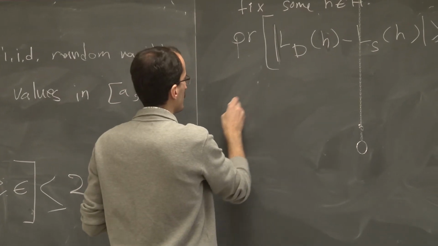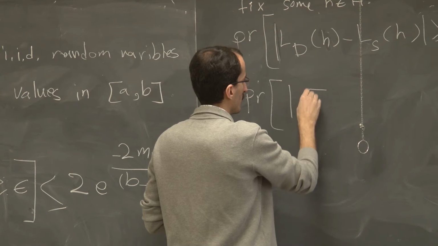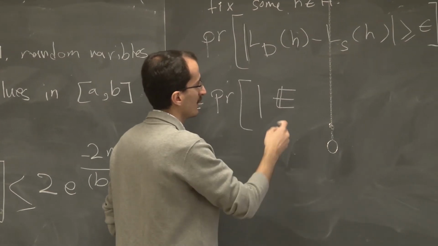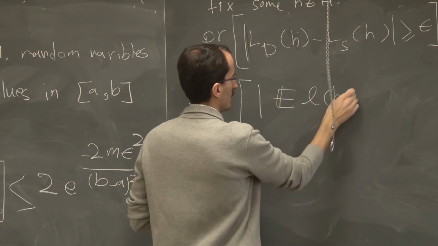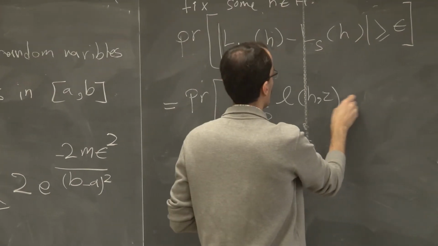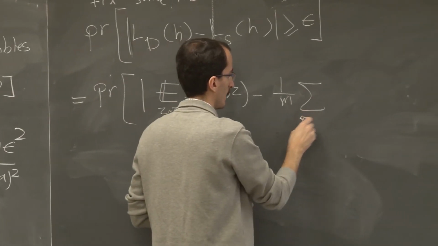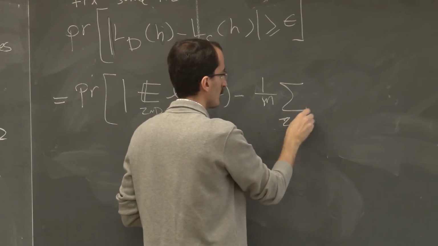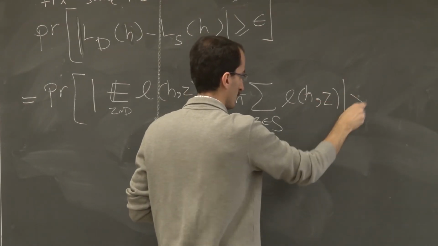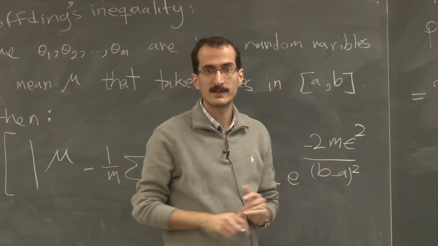So it is equal to the probability that the true error, which is just the expectation over the distribution of the loss, so that's the loss of H and Z, with Z coming from the distribution, minus 1 over m, where m is the sample size, the sum over Z in S of the loss of H and Z. I just wrote the definitions of LD and LS here.